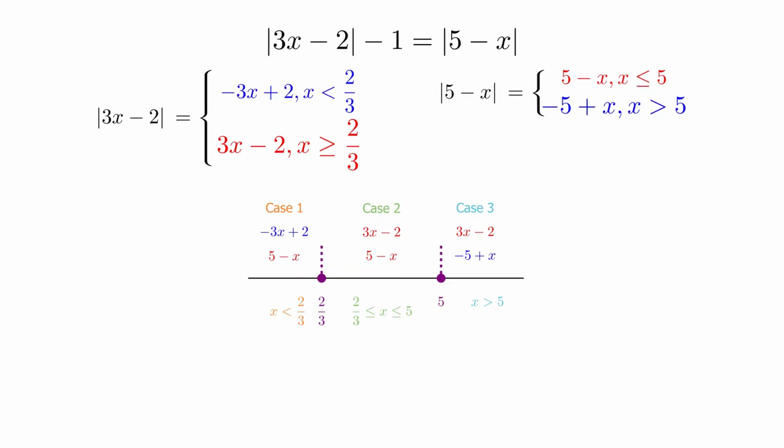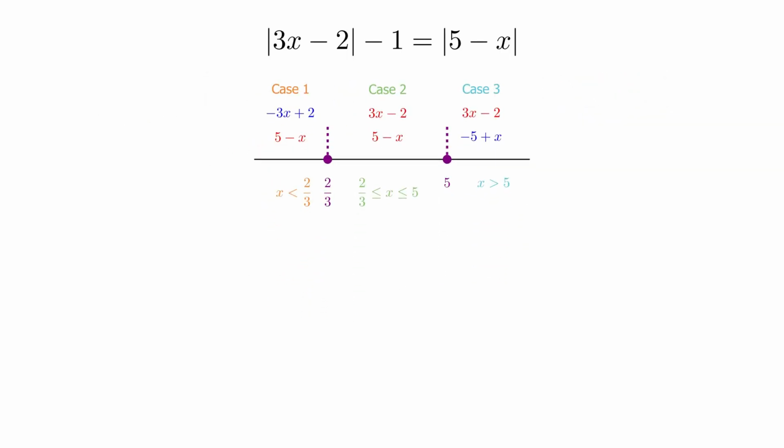So for the first case, we're going to replace the absolute value of 3x minus 2 with its negative component, and we're going to replace the absolute value of 5 minus x with its positive component, and that will become negative 3x plus 2 minus 1 equal to 5 minus x, and then we're just going to solve for x. So for both of these, we can do 2 minus 1 on the left side, which will just give us 1. So that'll give us negative 3x plus 1 equal to 5 minus x.